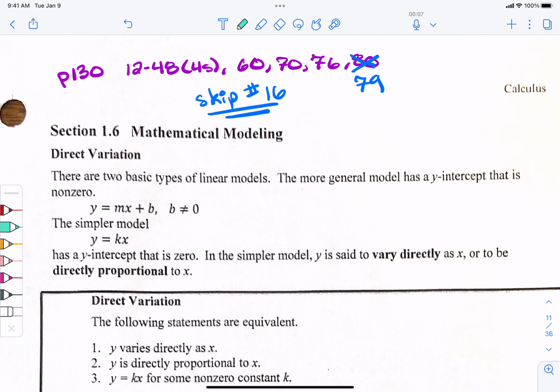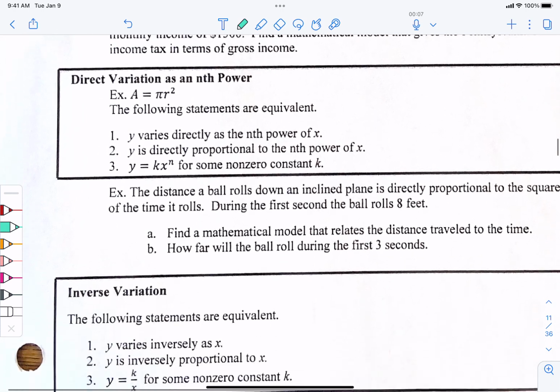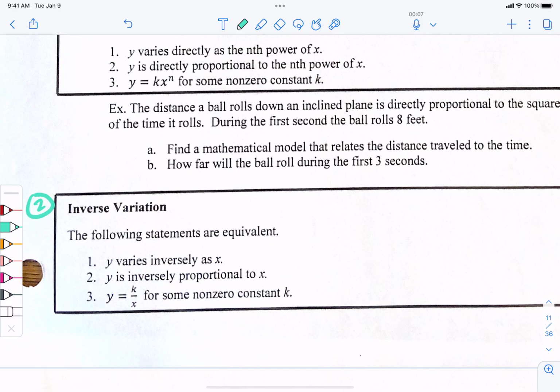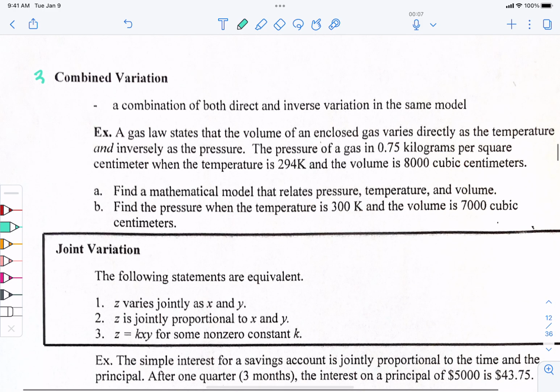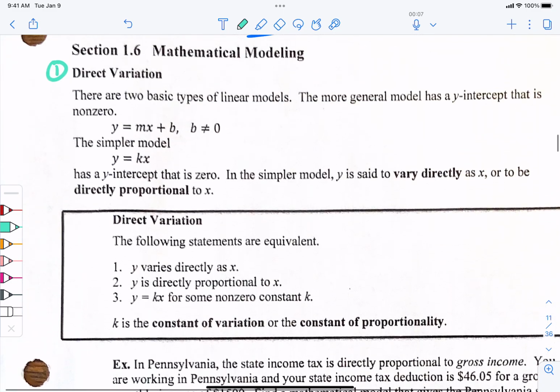Mathematical modeling. There are 4 types of mathematical modeling that we're going to discuss. The first one is direct variation. The second one is inverse variation. The third one is combined variation, and the fourth one is joint variation. Okay, so 4 different types.